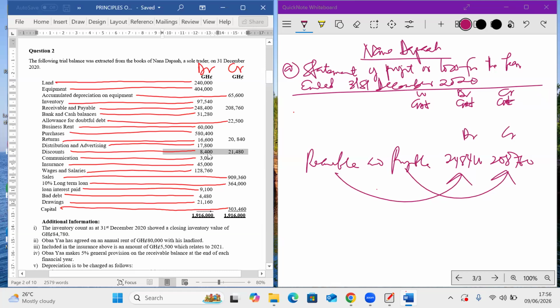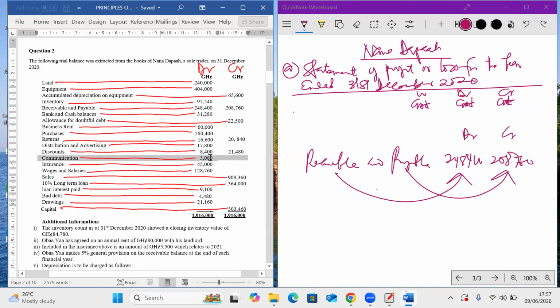The one on the debit side is called discount allowed. The one on the credit side is called discount received. If you think you will forget, you know we have allowed and received. The received is always on the credit side and it's a gain. So discount received is a gain. If you know the received is on the credit side and is the gain, then the one on the debit side is the allowed, the expense or the loss. Are we good?